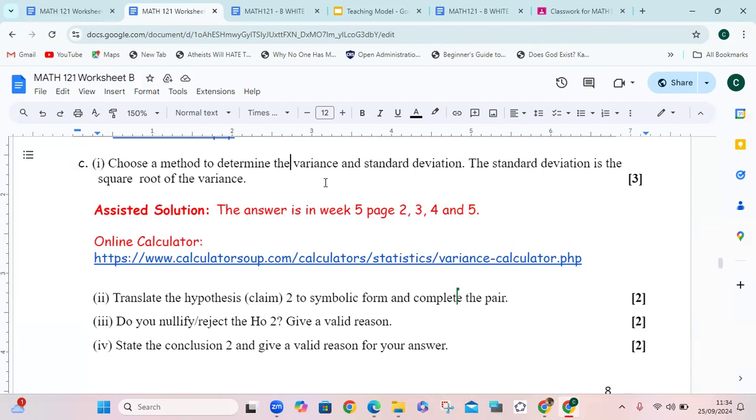So when we measure the dispersion of the variables, then we can go back to claim number 2 and see whether or not the claim, whatever is being claimed, is true or not. After we have done that, after we have calculated the variance and standard deviation.